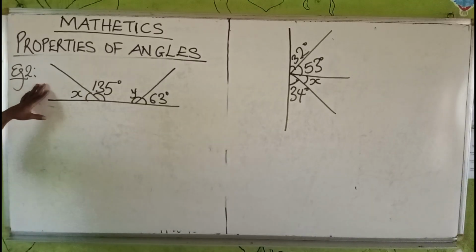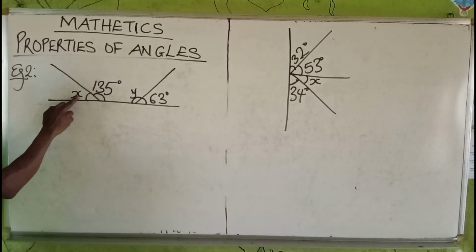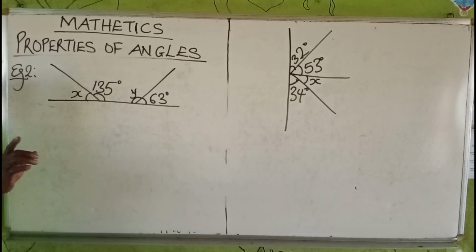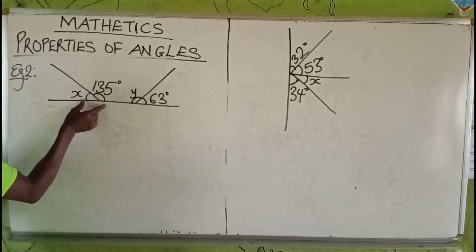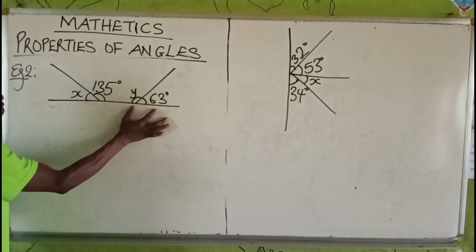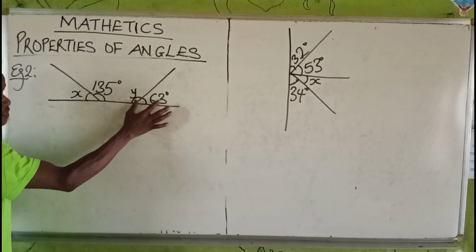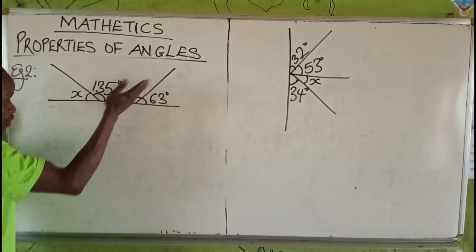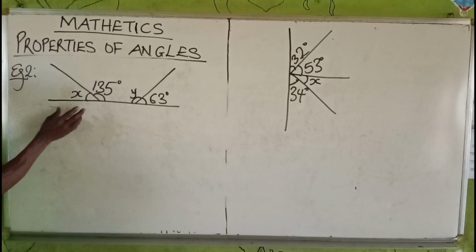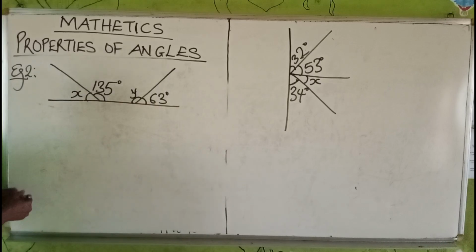All right, this is example 2. We are to look for angle X and angle Y. Firstly, you will notice that these angles here, that is X and 135, have no connection with angle Y and 63 because they are not meeting together here. So we treat this separate and treat this separate.